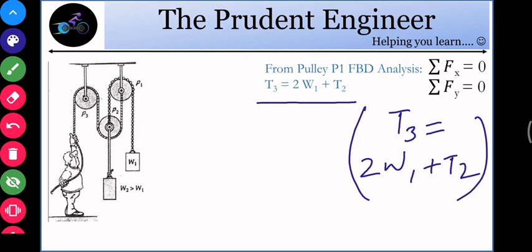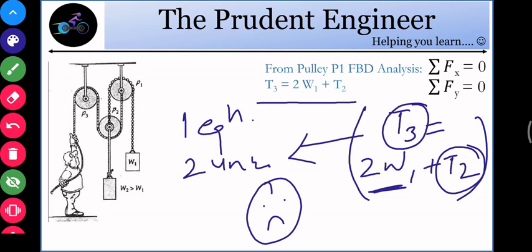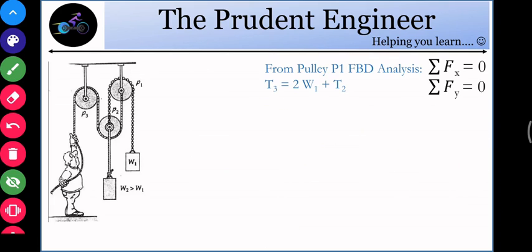So that is one equation, but we have the value of W1 only, and we have two unknowns, T3 and T2. That means we have one equation and two unknowns, which is not what we want. So since we have multiple pulleys, we'll use the equilibrium equations for another pulley, say P2. This is pulley P2.